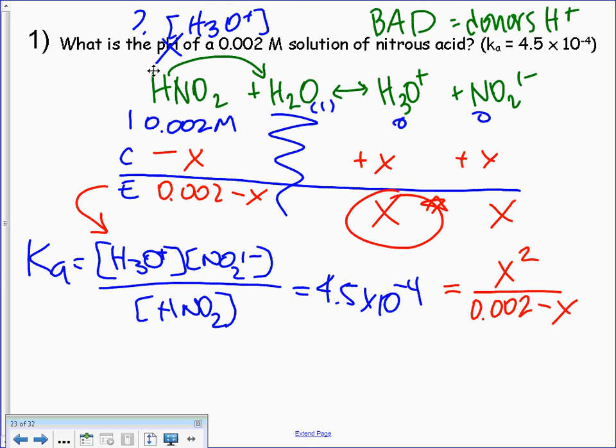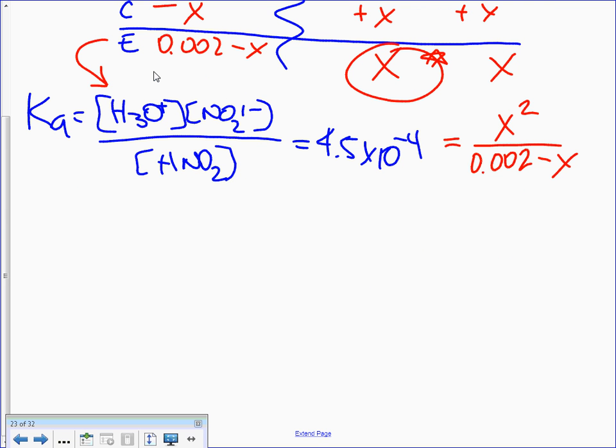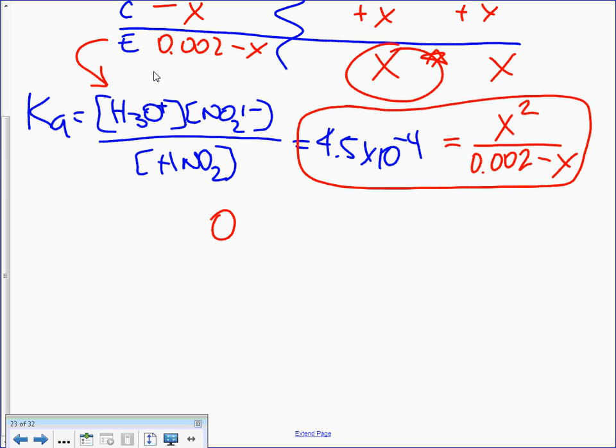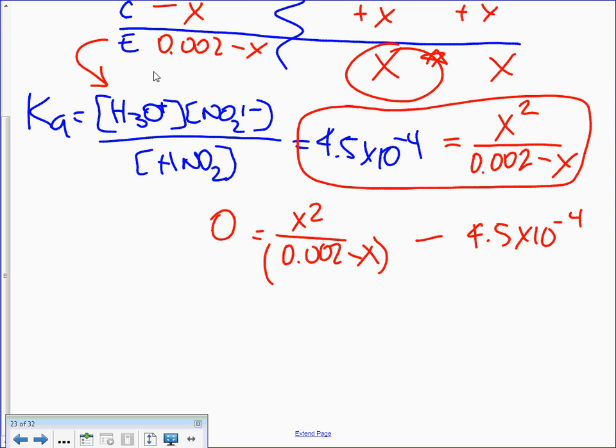Okay. So when you go to solver, I know your math teachers are going to be really mad at me, but here we go. When you go to solver, it says 0, right? When it says 0, it wants you to set up some sort of equation equal to 0. So if this is what we're working with, you just need to subtract this and put it on the other side. So 0 is equal to X squared over, parentheses, 0.002 minus X, end parentheses, minus 4.5 times 10 to the negative 4th. And then you hit enter.